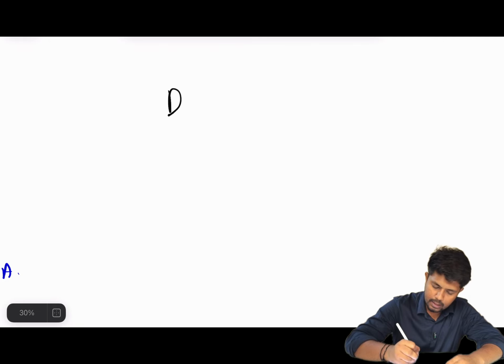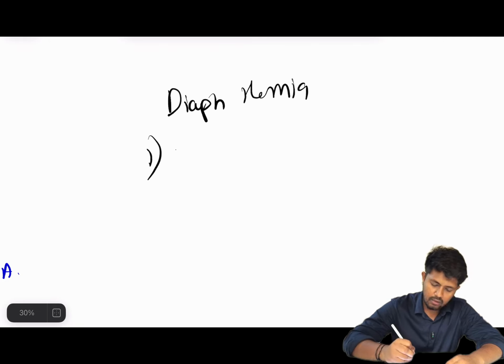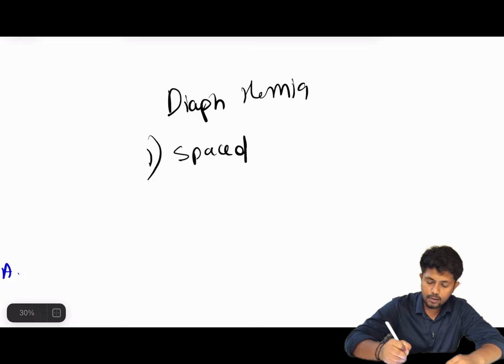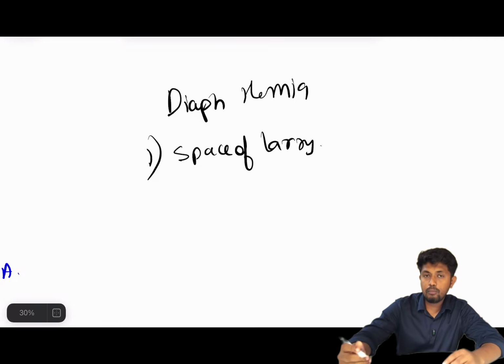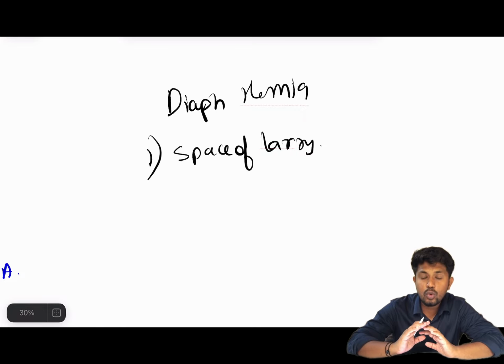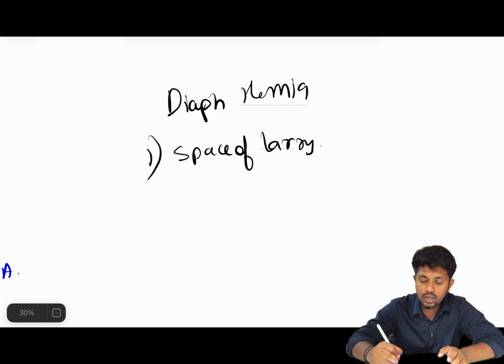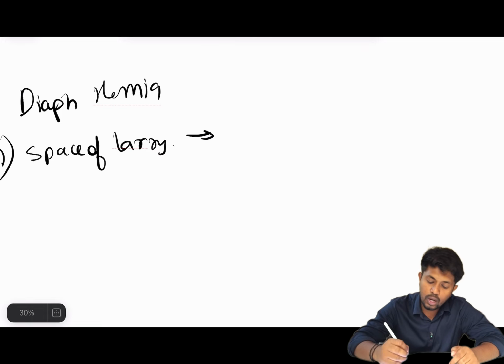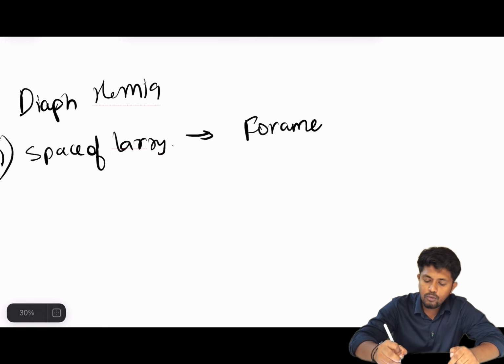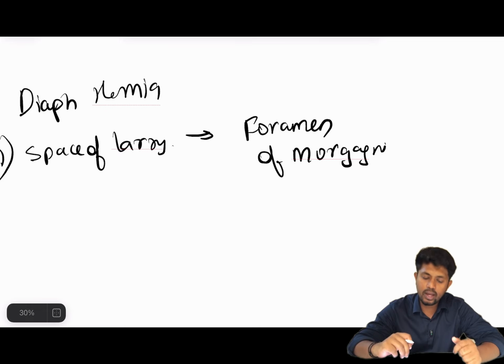The diaphragmatic hernia, firstly, from the space of Larrey. What is the space of Larrey? From the posterior part of the xiphoid process, two fleshy slips arise to form the diaphragm. So if the sternal origin of the diaphragm is absent, it will lead to the enlargement of this foramen. That foramen is called the foramen of Morgagni. So from this foramen of Morgagni, the abdominal viscera will herniate into the thoracic part.